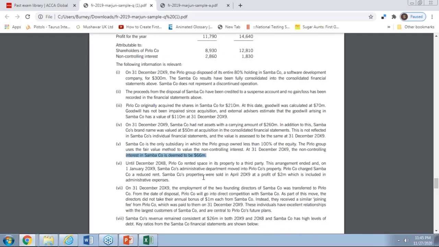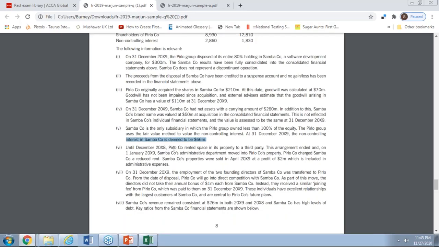Now, until December 2008, the Pillu rented its property to a third party. Now, this is the important point. So previously, Pillu Group rented its property to the third party, for which Pillu received the rent. This agreement ended on 1st January. Samba Administrative Department moved into the Pillu company's property. Okay. So what will be the impact of this? Pillu charged Samba company a reduced rent.